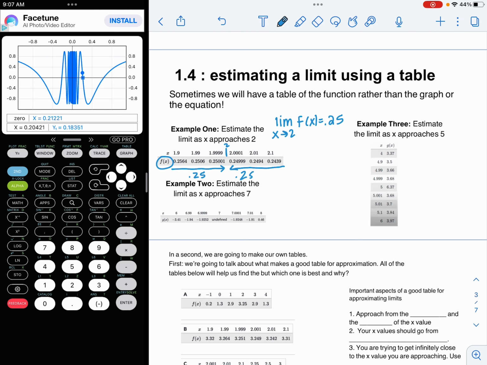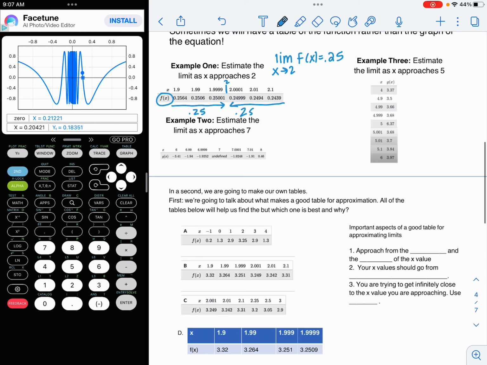So this one says estimate the limit as x approaches 7. So 7, we do have it. It says that 7 is undefined. That doesn't mean there's not a limit there. That just means that the point doesn't exist there. But we can still approach it even though there's a hole in the graph. So as I come from the left, those are the values smaller than 7, it's kind of hard to tell, but it looks like it's negative 1.925. The reason I'm saying that is because if you look from the right, it is at negative 1.9248. And so I'm going to estimate it's negative 1.925.